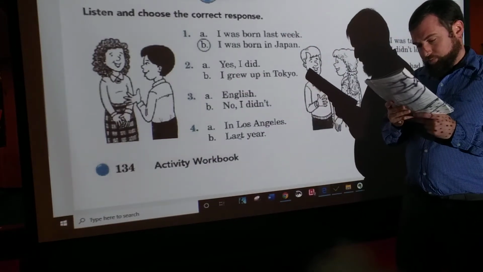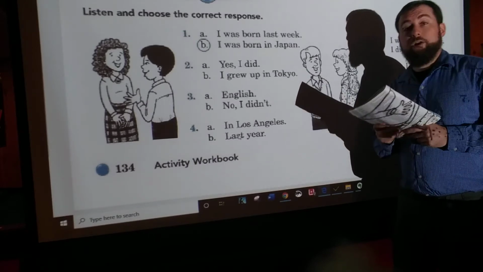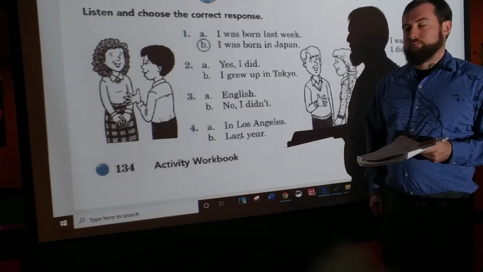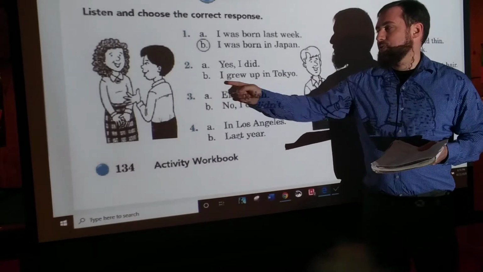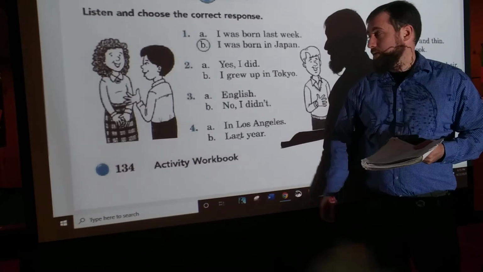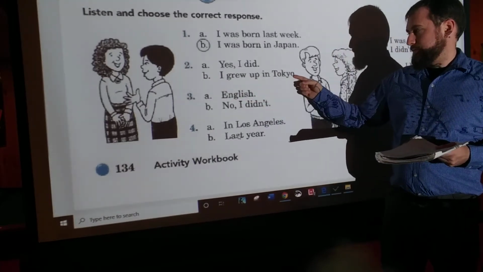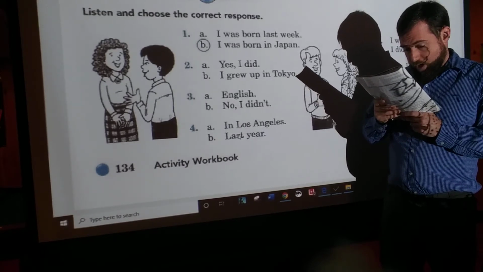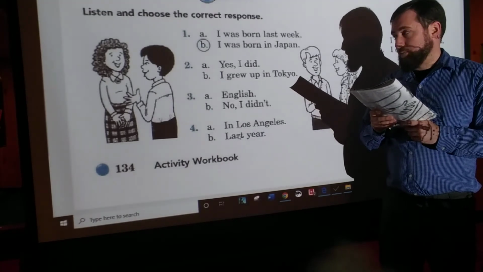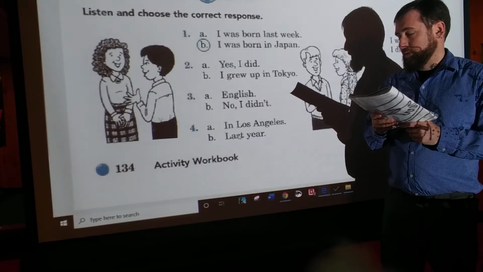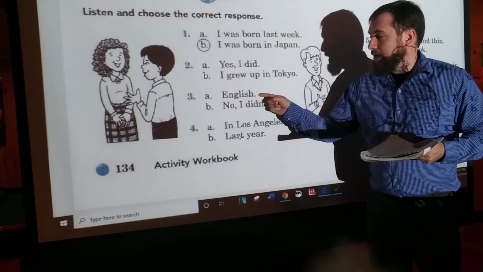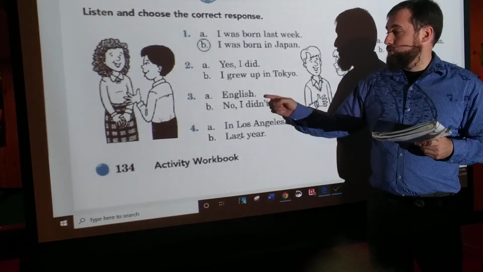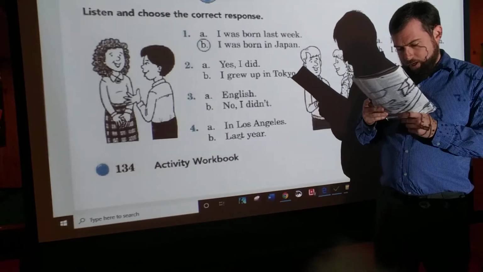Number 2, where did you grow up? Circle one of these. You should circle this. The question was, where did you grow up? The answer, I grew up in Tokyo. Okay? Number 3, what was your favorite subject in school? Okay. You should have circled A, English. Okay? What was your favorite subject in school? English.